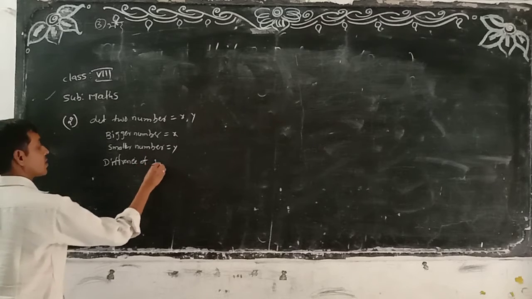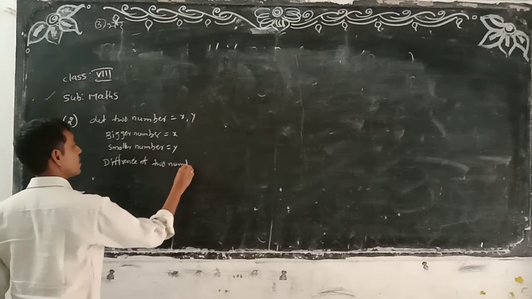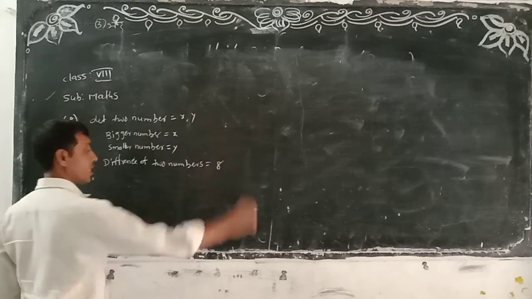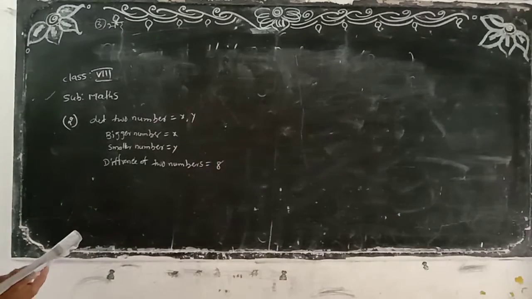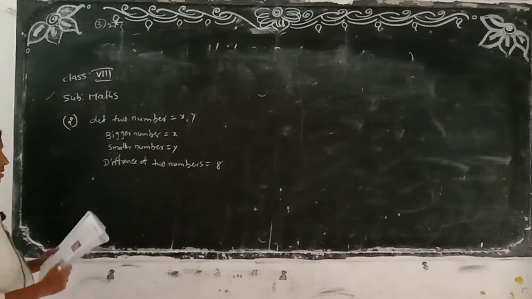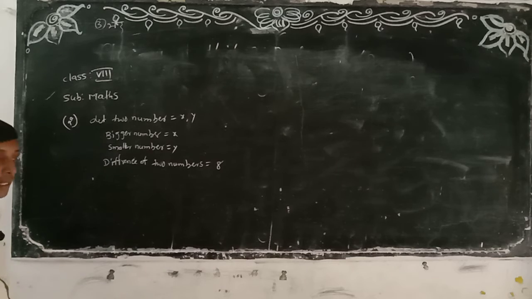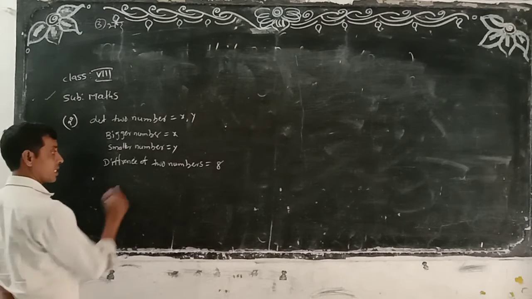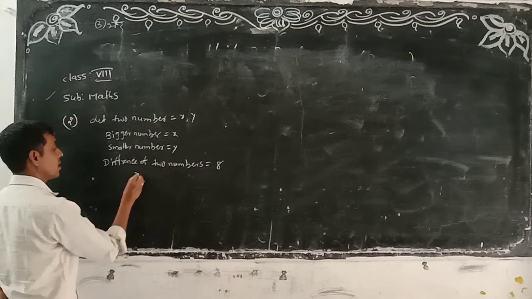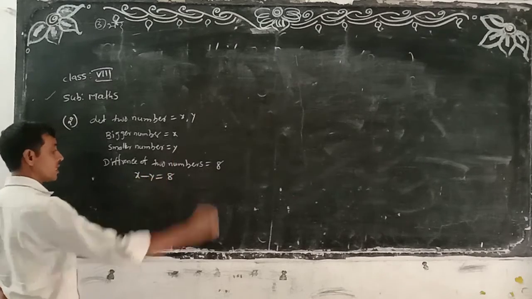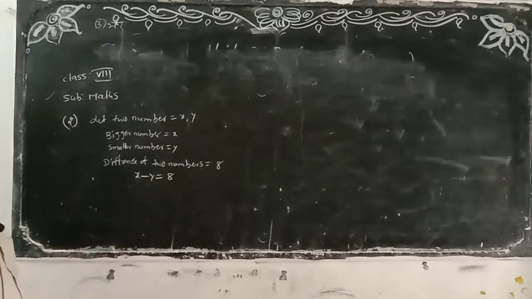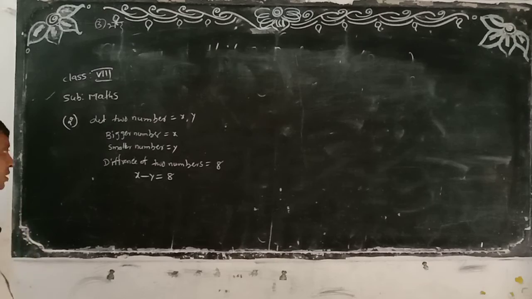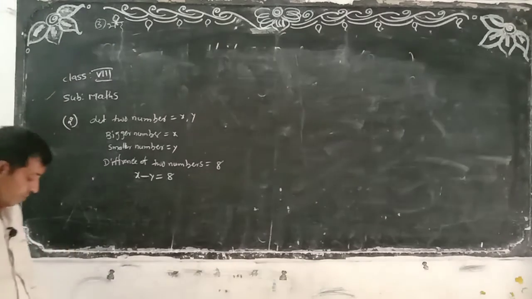Difference of two numbers, how much? 8. Sir, how can we write this? Difference means subtraction. Difference of two numbers means x minus y is equal to 8. That is the equation type, I said, linear equation. That is the first one, completed.